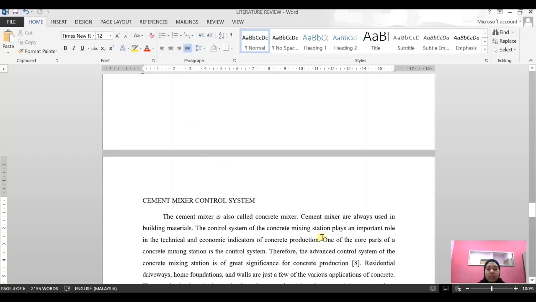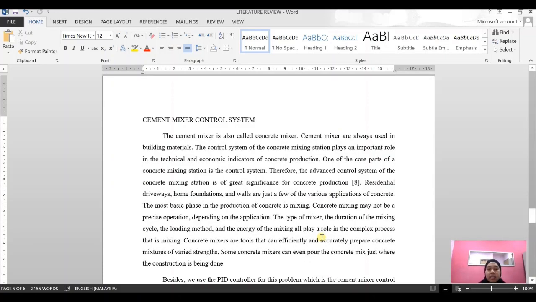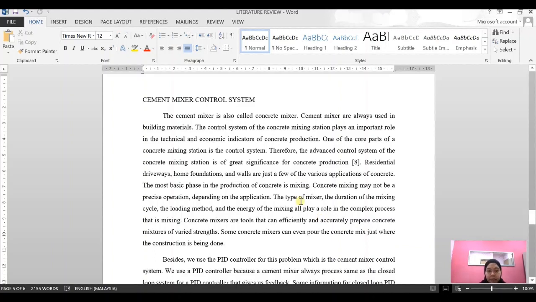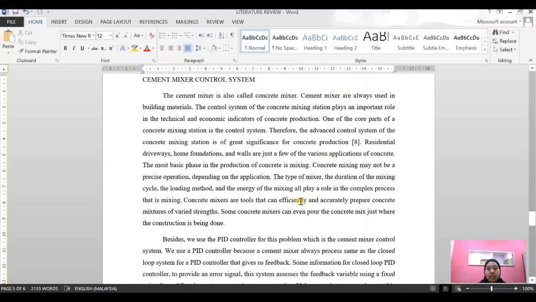Okay, next we go to the Siemens mixer control system. The Siemens mixer is also called the concrete mixer. Concrete mixers are always used in building material, and the control system of the concrete mixing station plays an important role in the technical and economic indicators of concrete production. Therefore, the advanced control system of the concrete mixing station is of great significance for concrete production. Concrete mixing may not need to be a precise operation, but this depends on the application. Concrete mixers are tools that can efficiently and accurately prepare concrete mixes of various strengths. Some concrete mixers can even pour the concrete mix right where the construction is being done.